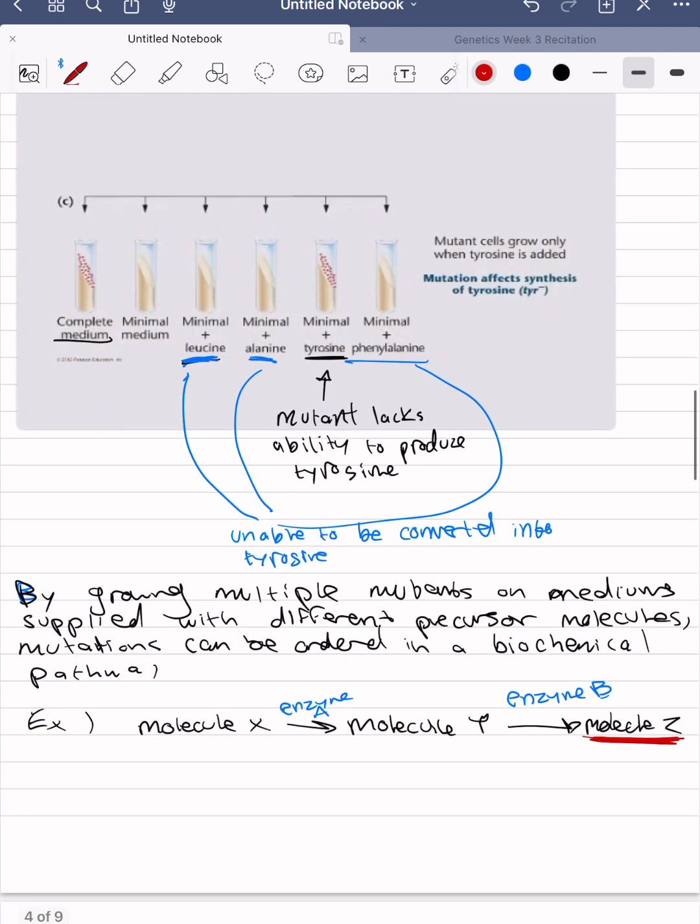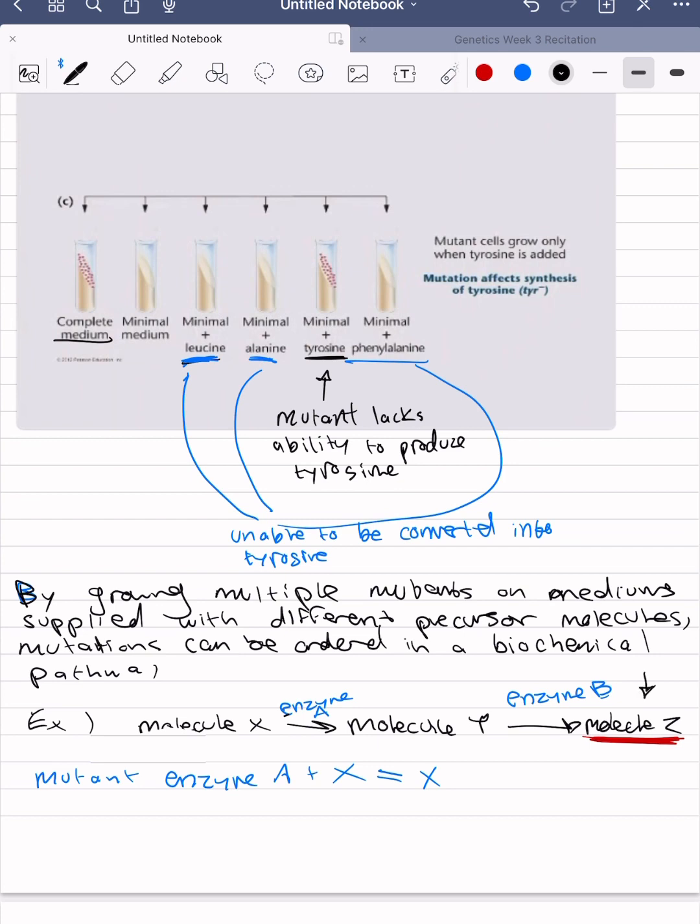So let's say we had a mutant enzyme A and we had the molecule X. Would growth occur? The answer to that would be no. You would not have any growth occurring because molecule X is converted by enzyme A into molecule Y, which is then converted by enzyme B into molecule Z, and this ultimately allows for the growth.